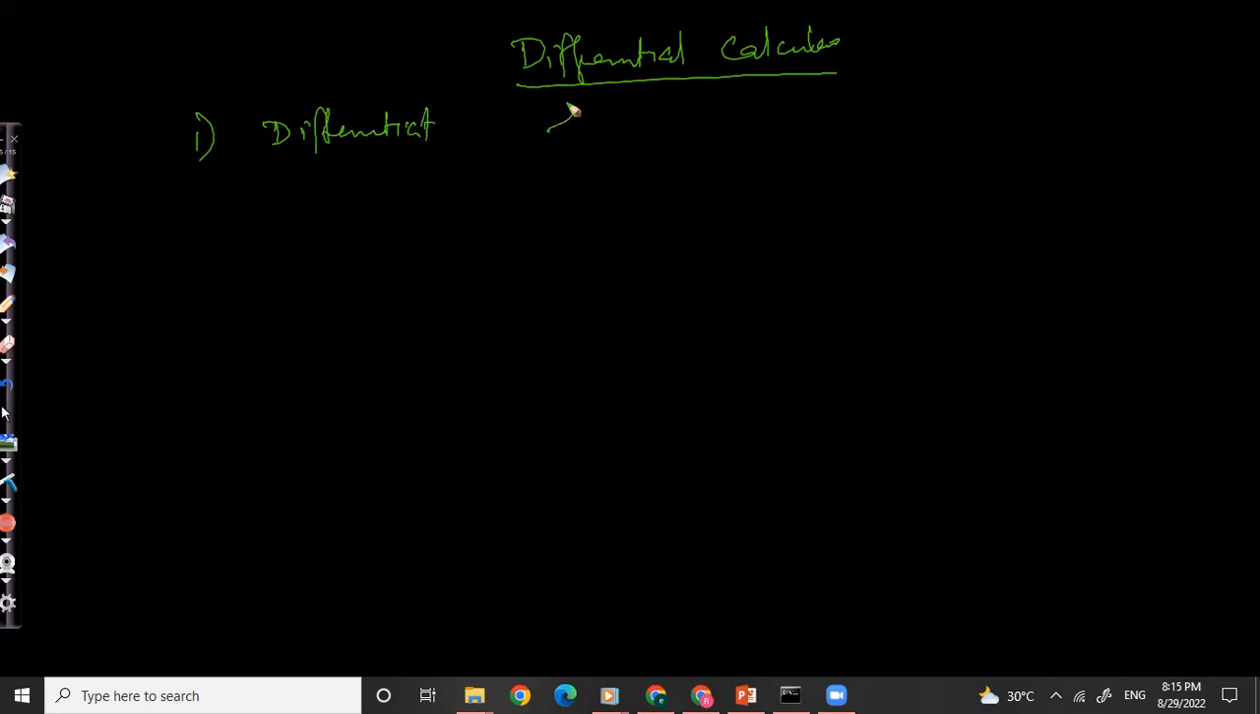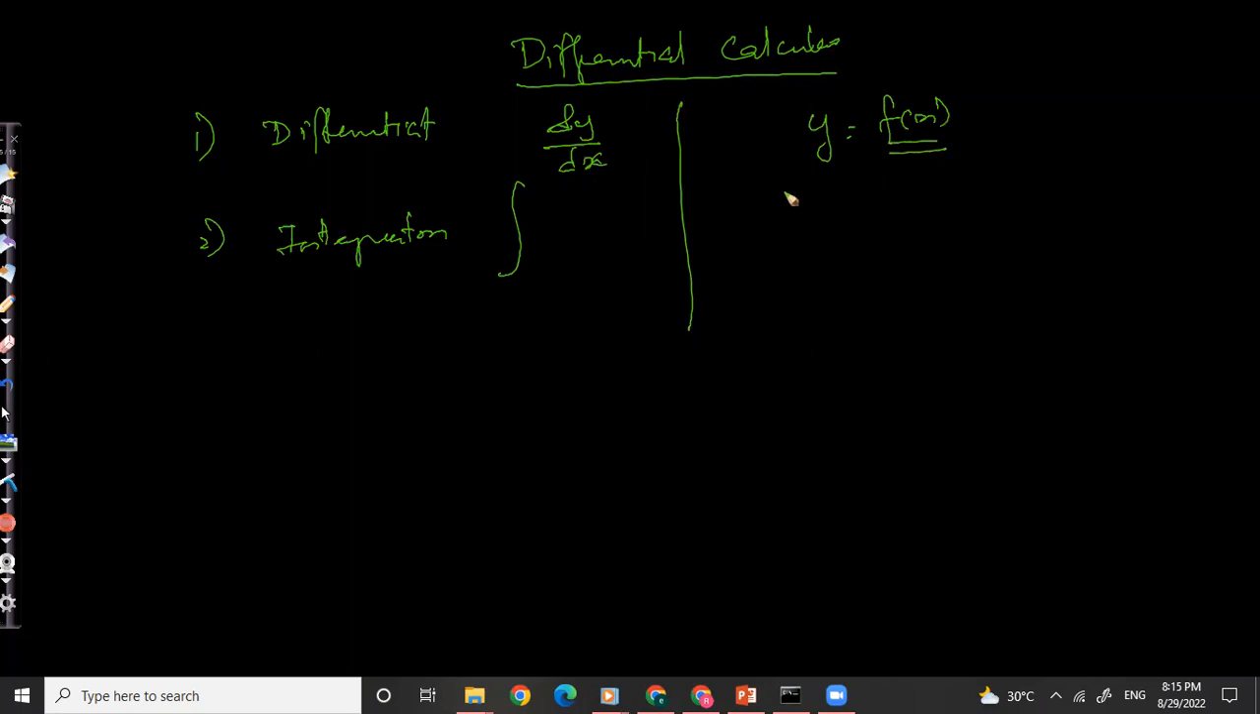We have already studied the dy by dx formula, right? Next is integration. If you have a formula y is equal to f of x, in our entire machine learning we create some equation. If you differentiate it, dy with respect to dx means df of dx. You have some equation.